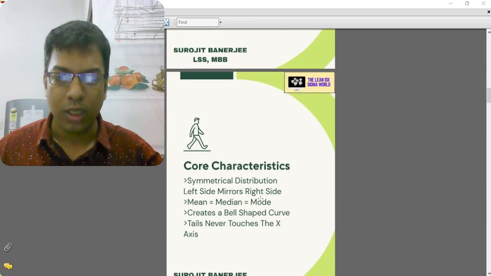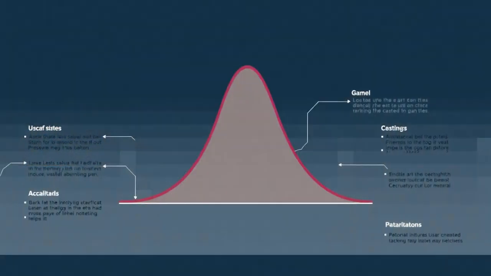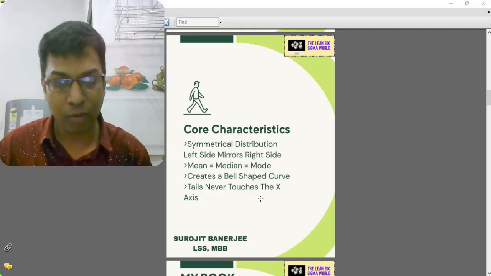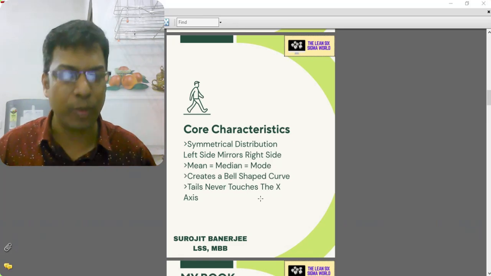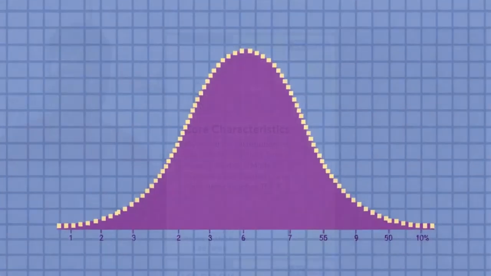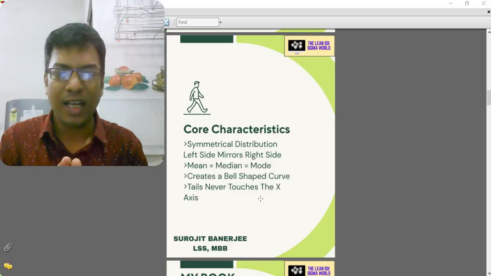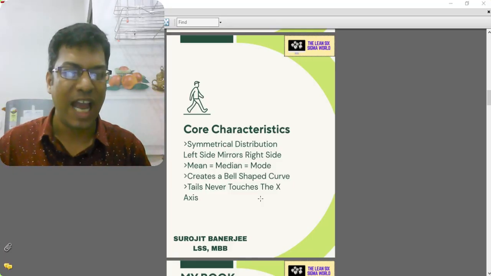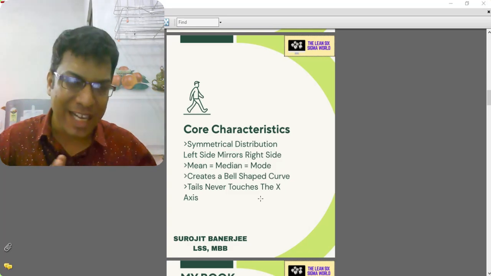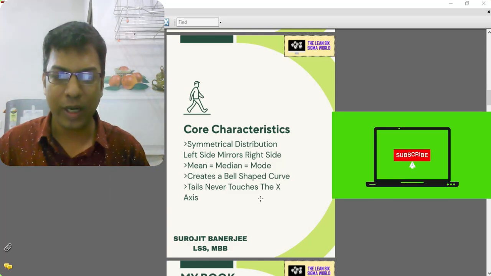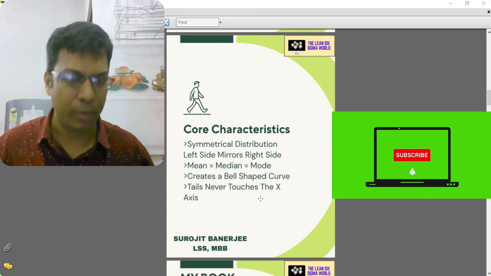Now we need to know what are the core characteristics of the normal distribution. First one is symmetrical distribution. You will see that 50% of the data points are on the left hand side of the mean, and 50% of the data points are on the right hand side of the mean.